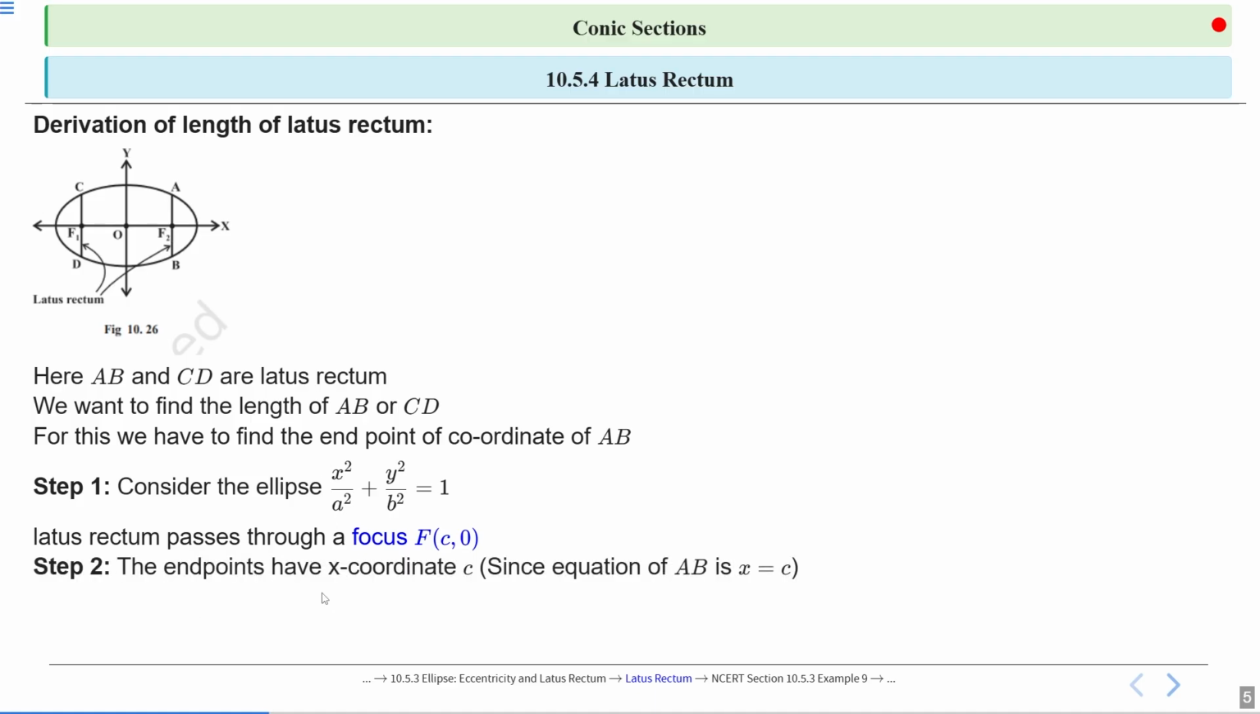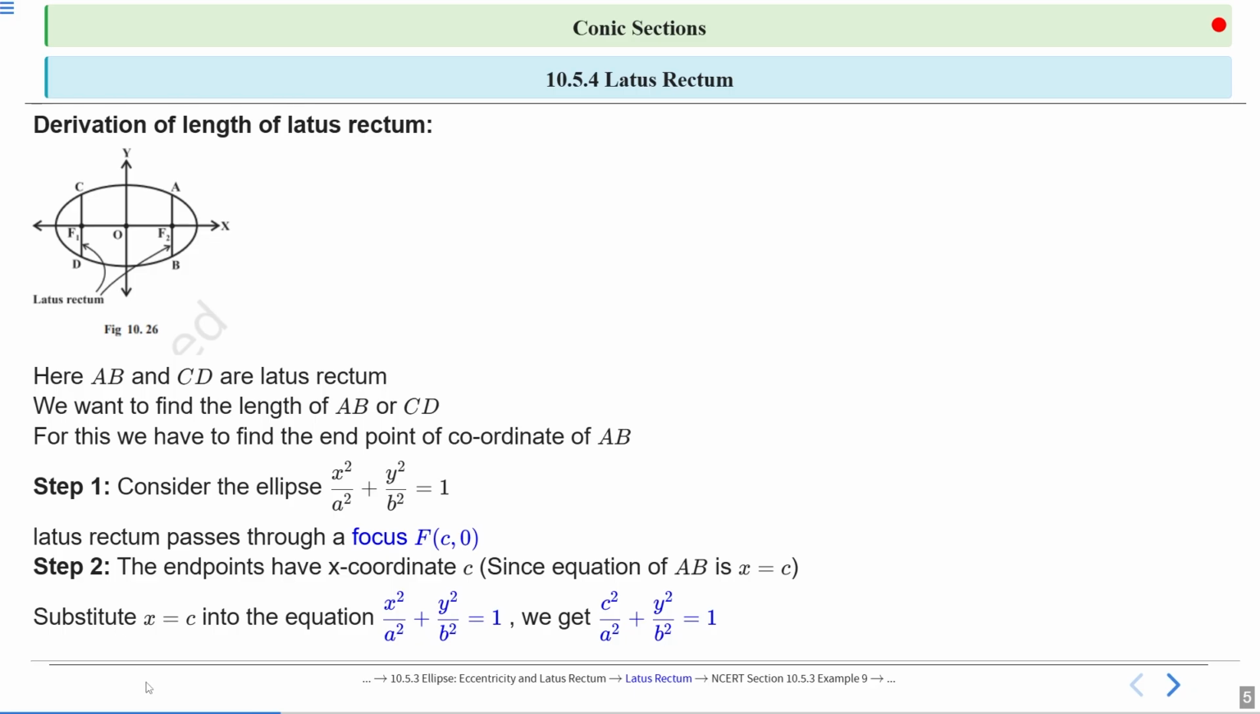So the endpoints have x coordinate c. Here you can say the x coordinate for endpoints A and B must be c, since the equation of AB is basically x equal to c. So the equation of this line is x equal to c, so the endpoints have x coordinate c.